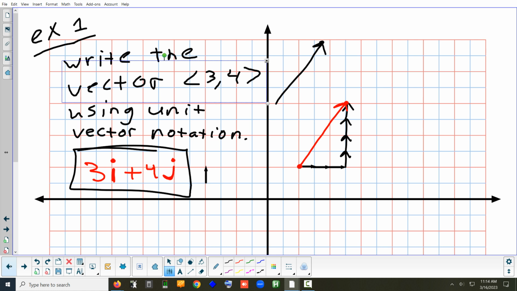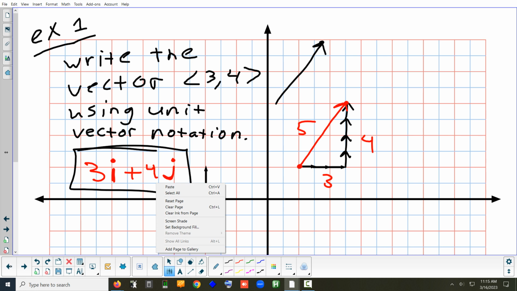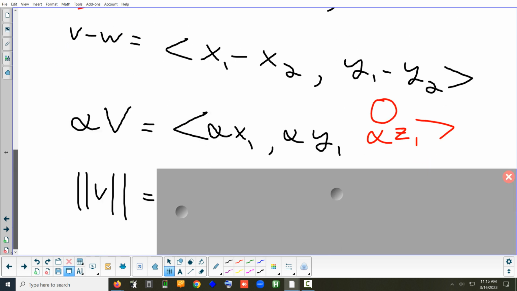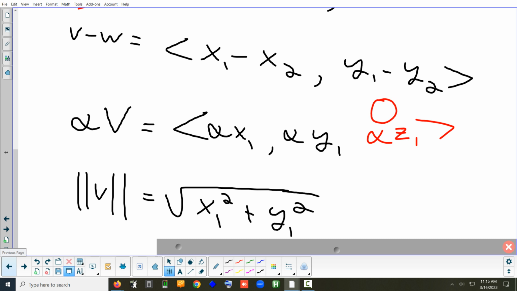How would you get the length of that arrow in red? Yeah, you just do the Pythagorean theorem. 3, that's 4. So the magnitude of that vector is 5. So to find the magnitude, take the horizontal component and square it. Take the vertical component, square it. Add them up and take the square root. And that's exactly what this formula is saying to do. Horizontal component squared plus vertical component squared. Add them up and take the square root.